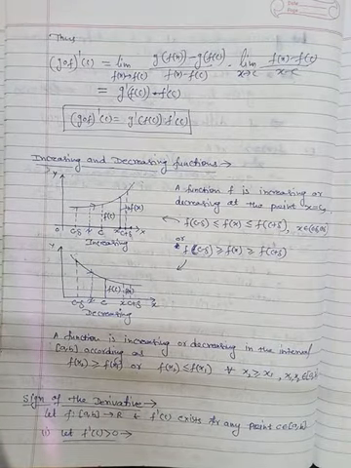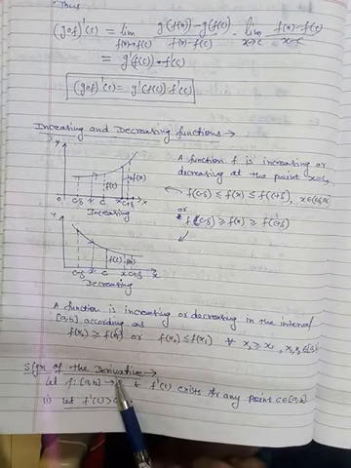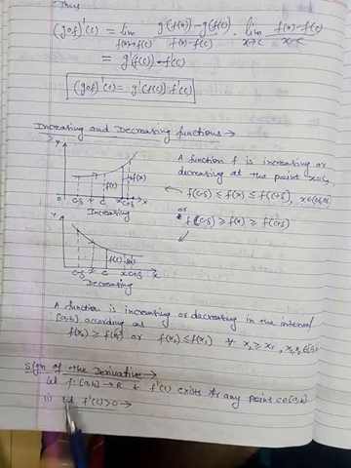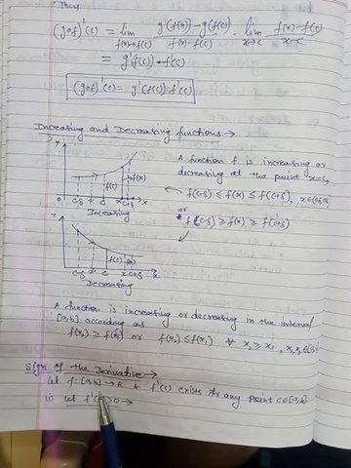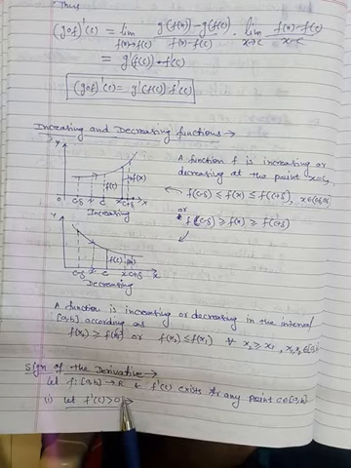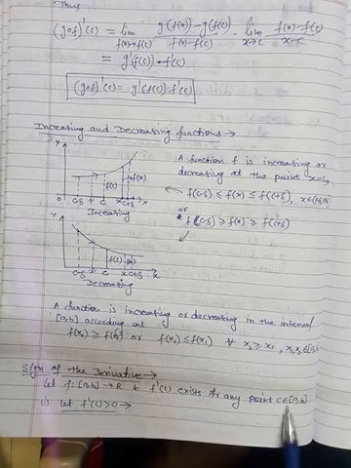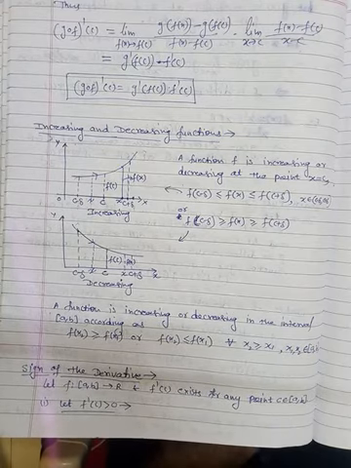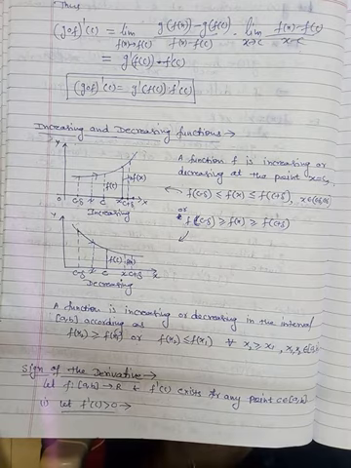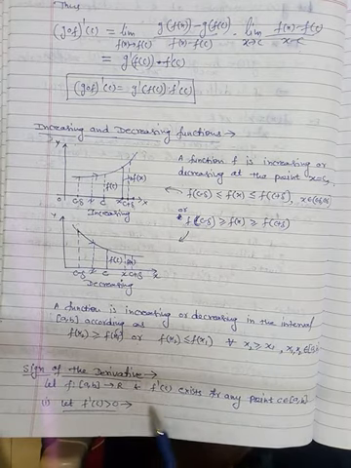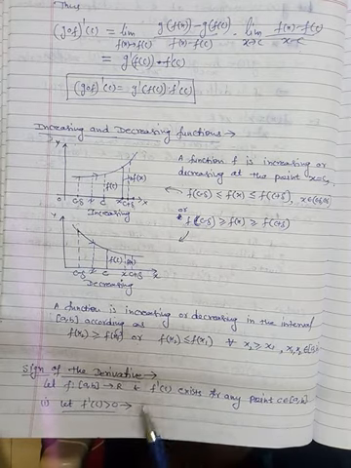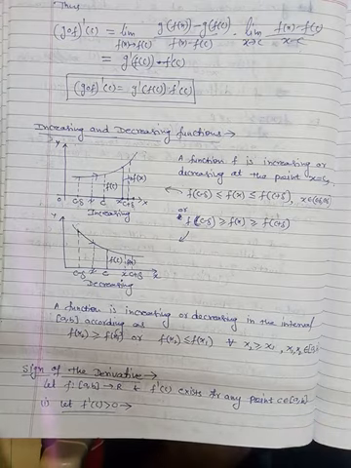Now the sign of derivative. Sign of derivative means suppose we have a function f with domain a closed interval a b to R, and f dash c exists for any point c belonging to the closed interval a b. Then f dash c is either positive or negative. If 0, then obviously it is a constant function.